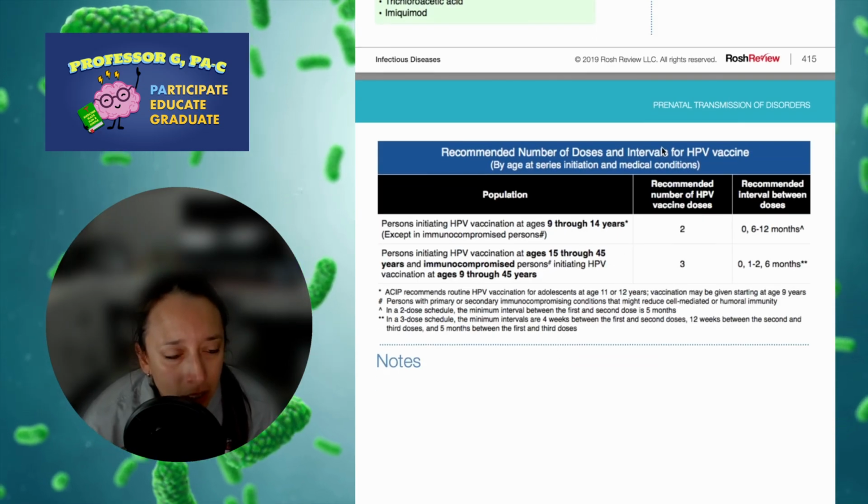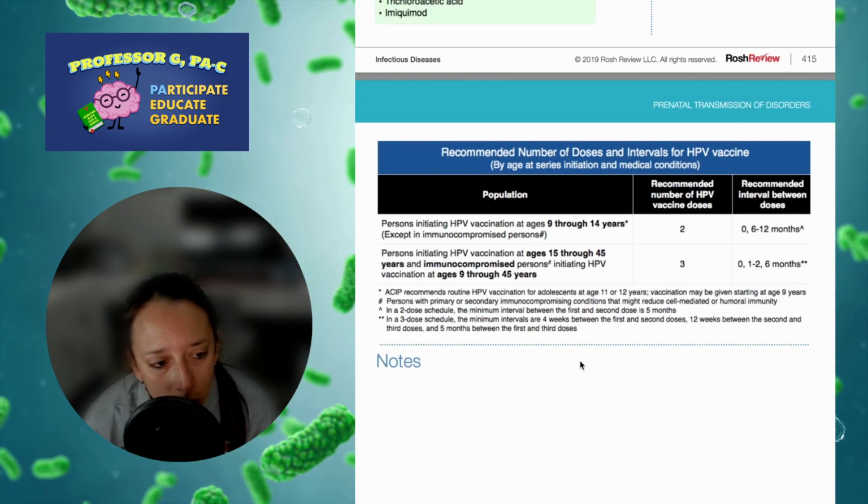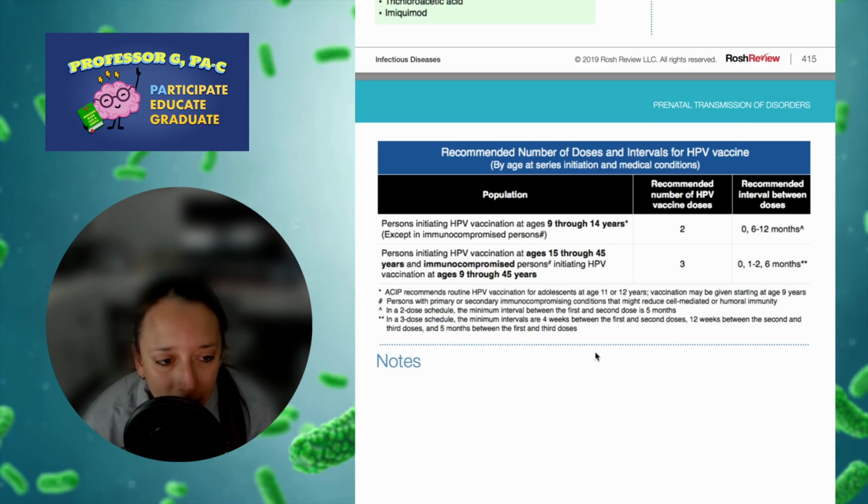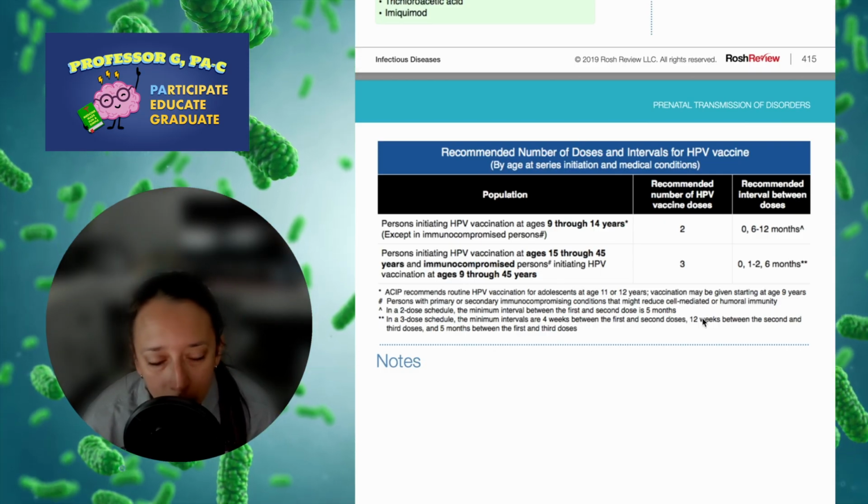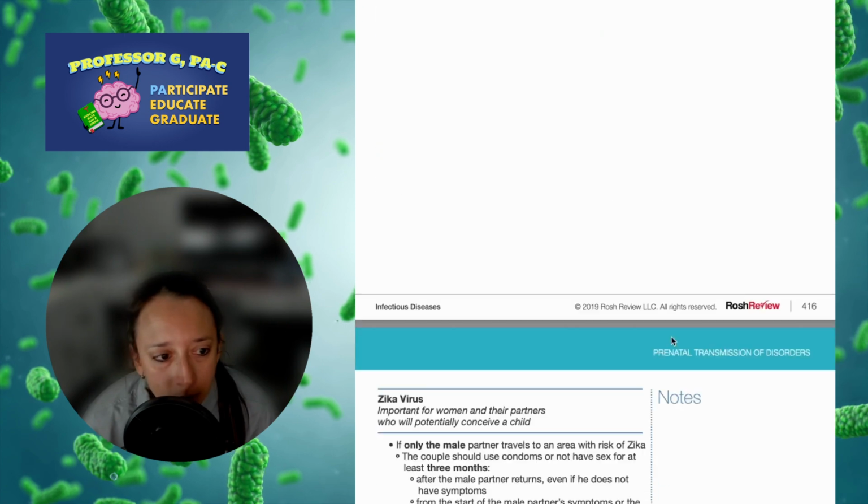This is just the recommended doses and intervals for the HPV vaccine, which is one of the newer vaccines that we have on the schedule. But here you go. There's your HPV vaccines.